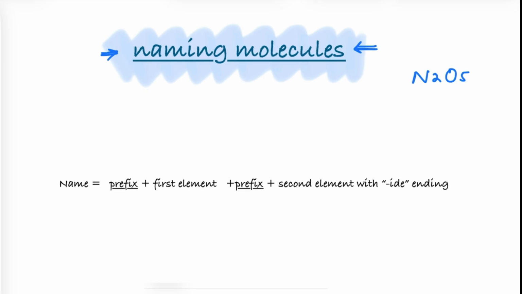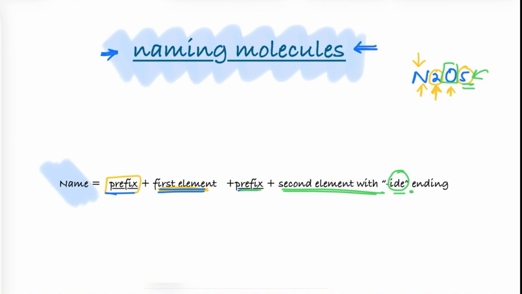To name any molecule, we always need to show which elements are present and how many atoms of those elements are present. So we use the prefix to show how many atoms are present and use the name of the element to show which element is present, right? So prefix, write the name of the first element, and then another prefix to show how many atoms of the second element are present, and then the name of the second element. But here is the twist: the name of the second element always ends with IDE. So we're gonna learn it now.